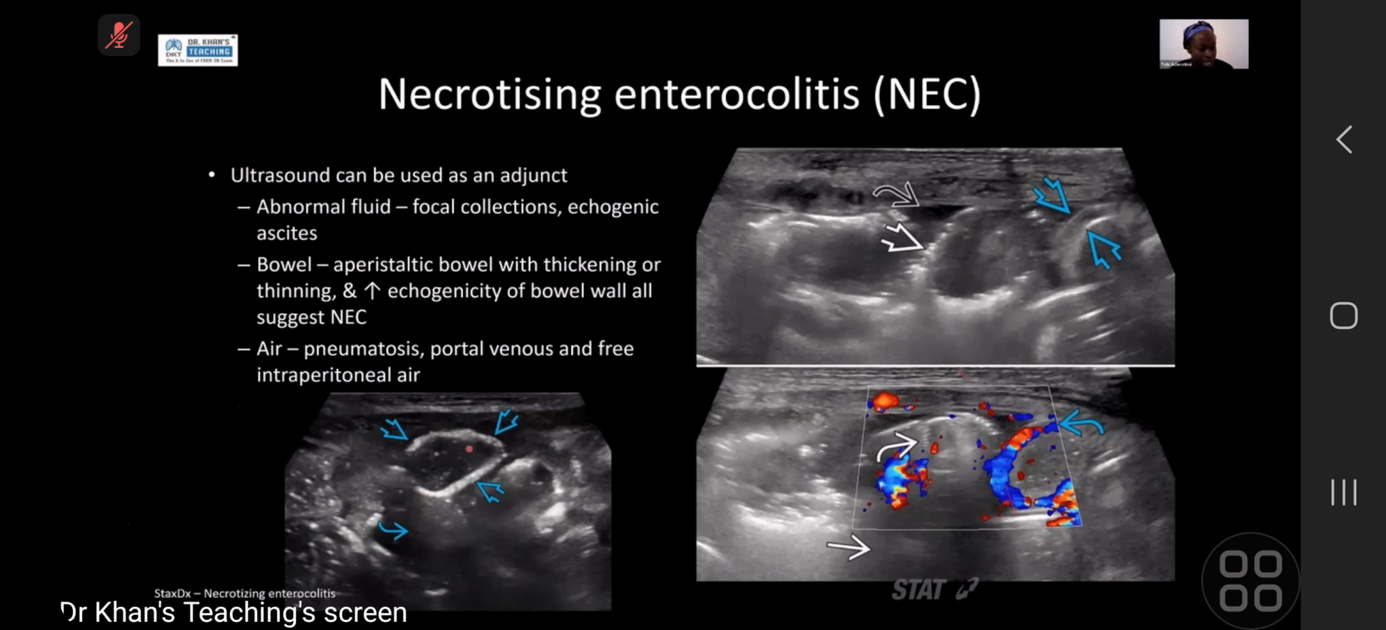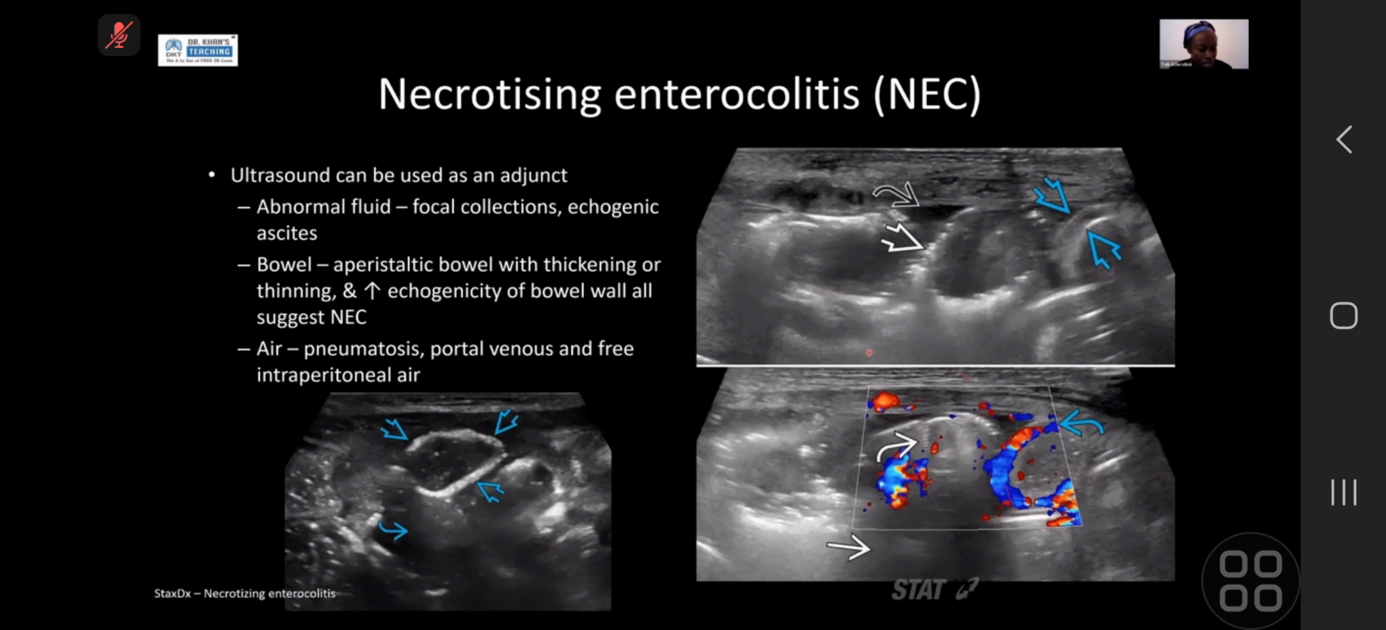What we can also see is a paucity of peristalsis. So what I tend to do when I'm scanning these neonates is put the probe on and leave it there for a few seconds and just watch the bowel and see what the bowel does. Does it move? Is it sluggish? Or is it actively peristalsing? And if it's sluggish or aperistaltic, then I'll raise the potential that this could be related to NEC.